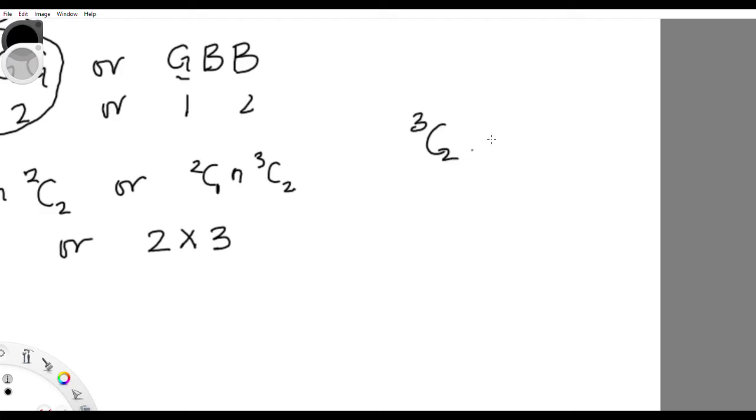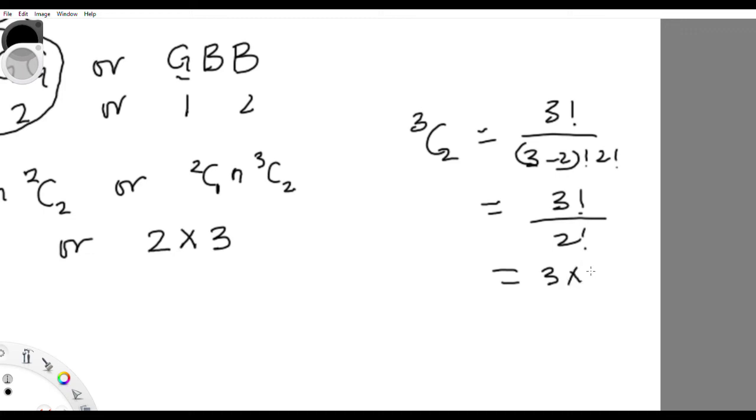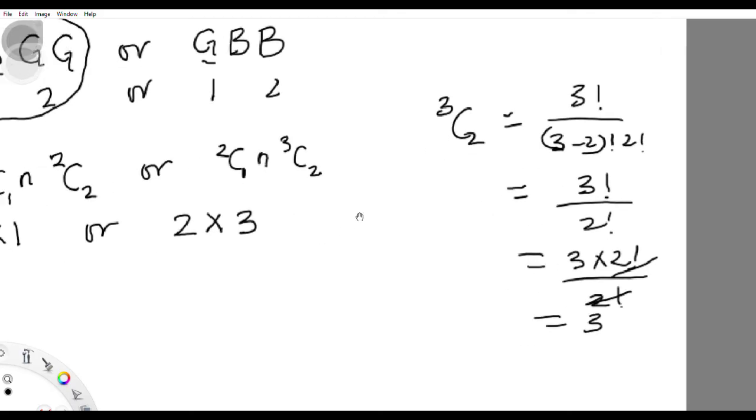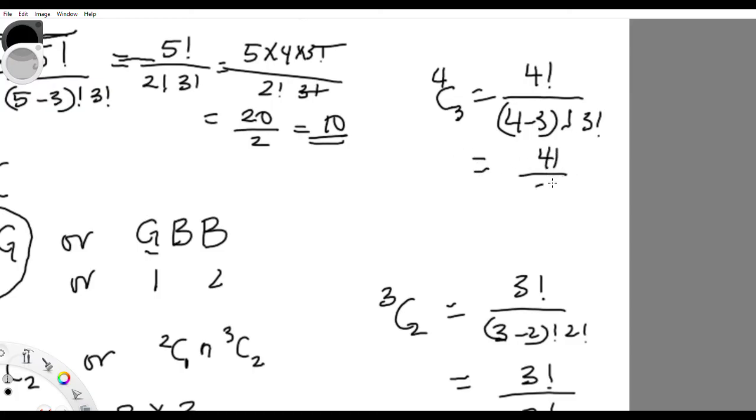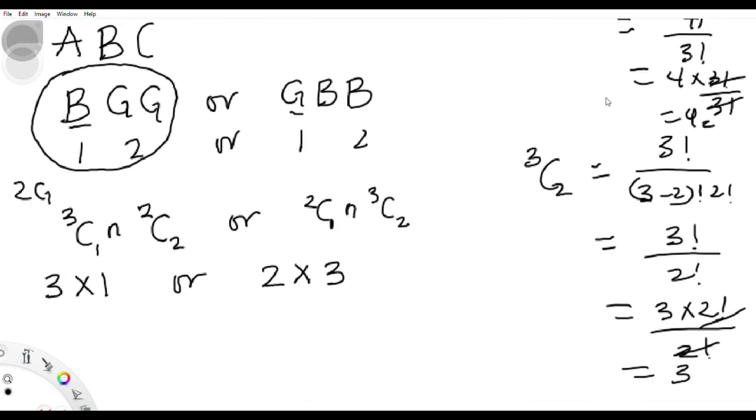3 combination 2 is 3 factorial over 3 minus 2 factorial times 2 factorial, which is 3 factorial over 2 factorial, which is 3 times 2 factorial over 2 factorial. It is 3. The same thing goes for another one. Let's do 4 combination 3. That's 4 factorial over 4 minus 3 factorial times 3 factorial, that's 4 factorial over 3 factorial, and that's 4 times 3 factorial over 3 factorial, and that's 4. Okay, so that's just by the way.